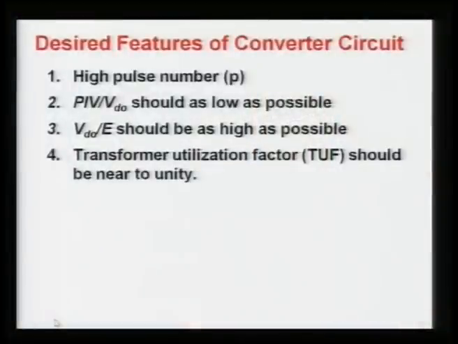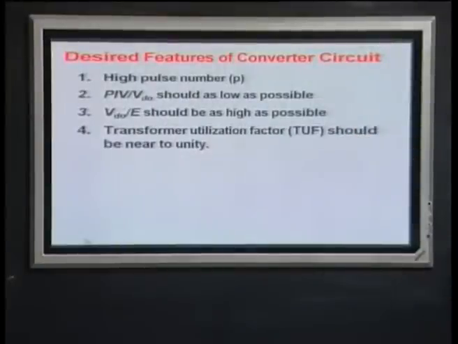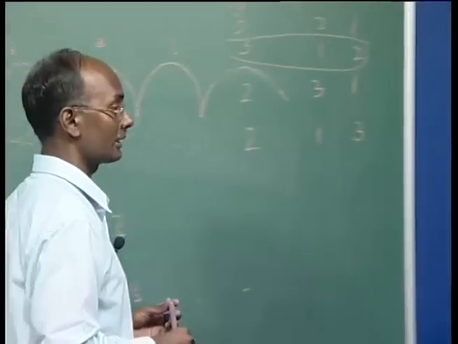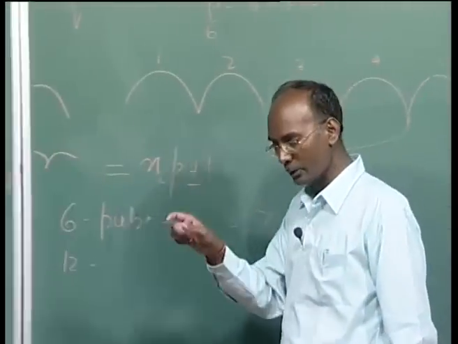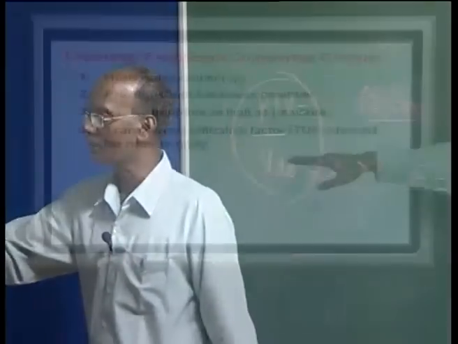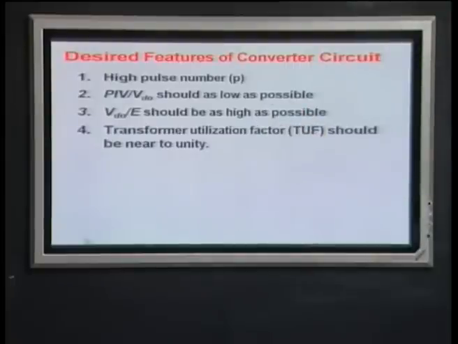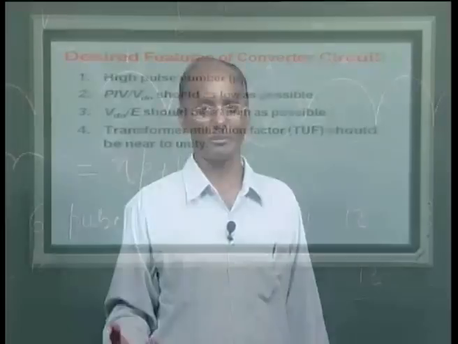Another very important term is the transformer utilization factor, which should be near to unity. It is defined as the RMS secondary power divided by the DC power. The DC power, VD into ID, is in the denominator, and the numerator is the RMS of the secondary winding voltage multiplied by the RMS current. This should be near to unity, because it is related to the material efficiency of the transformer.